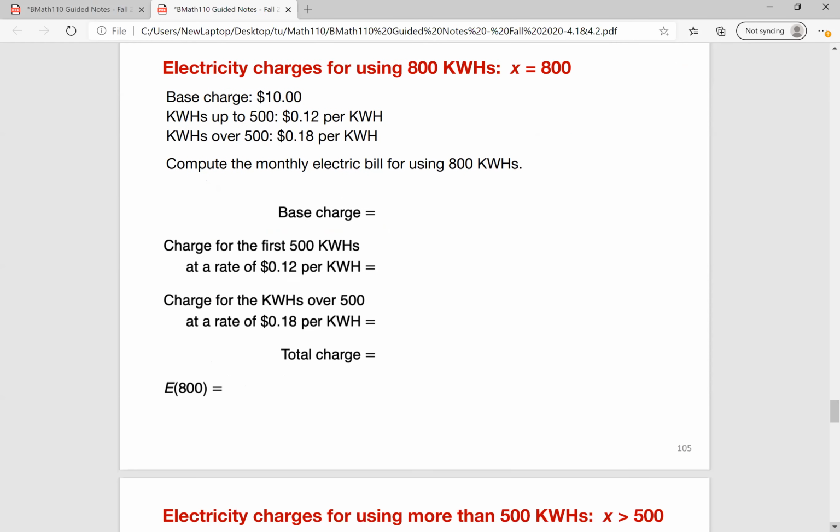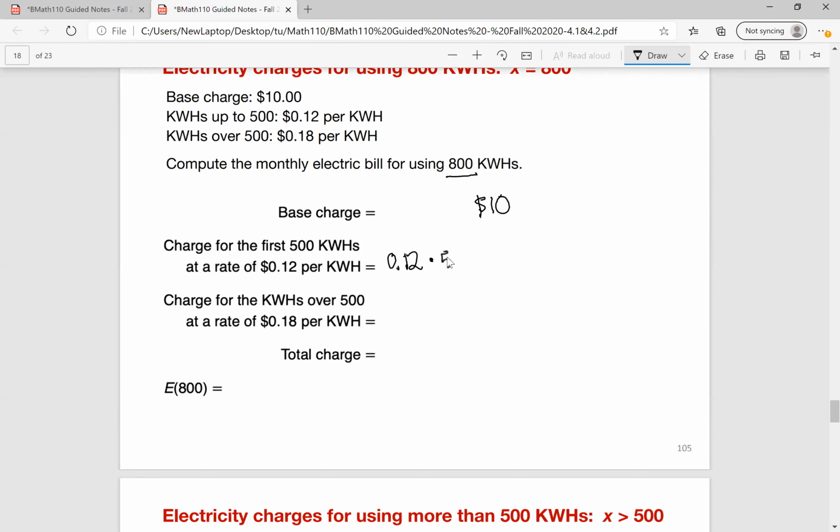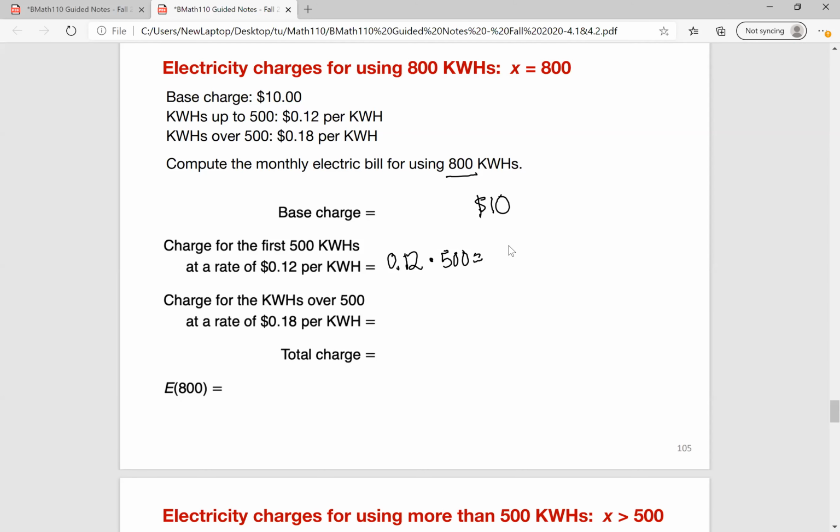Now we come to a question: if you use 800 kilowatts instead of 500, now it's higher than 500. So how much are you going to pay? The base is still $10, and for the first 500 kilowatts, you have to pay 0.12 multiplied with 500, right? That's going to be 60. So you have to pay $60 for the first 500 kilowatts.